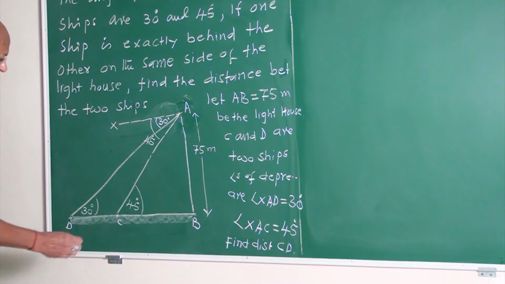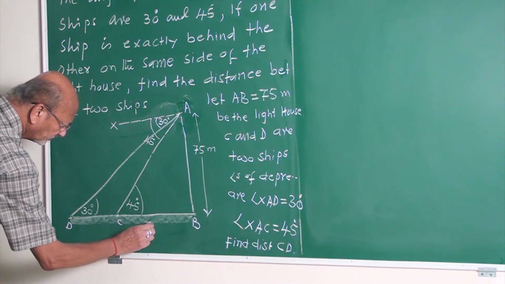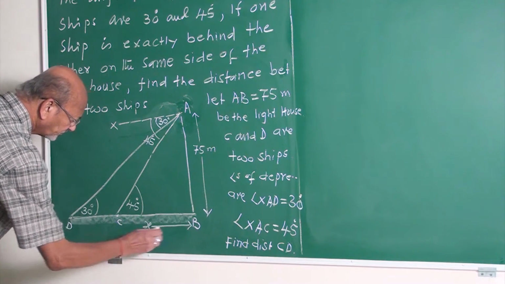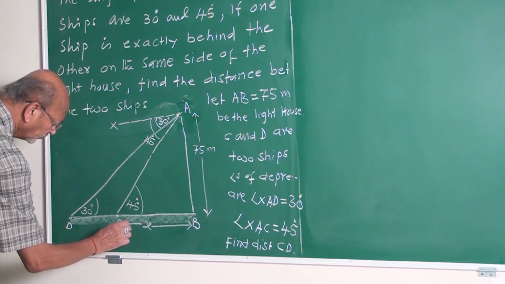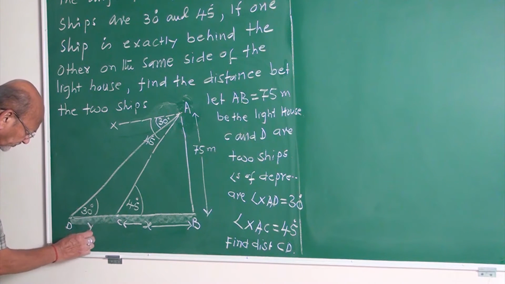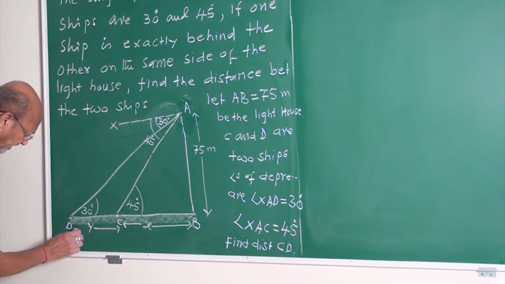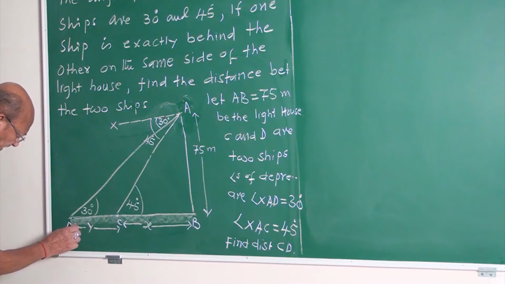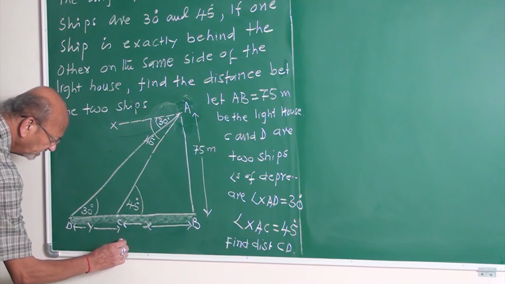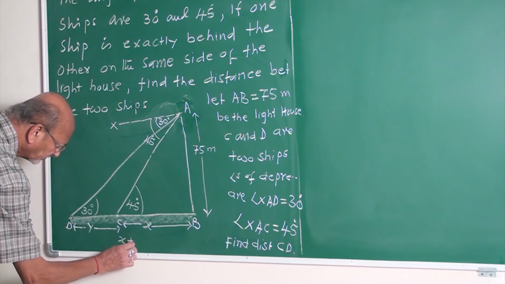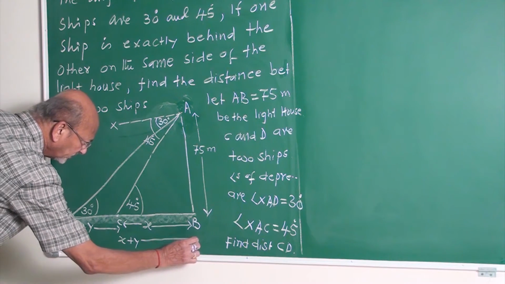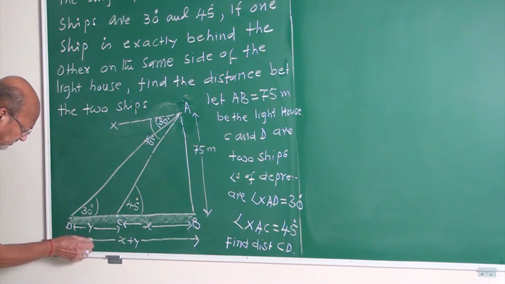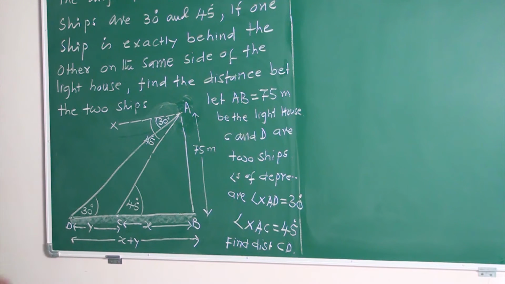For this, we take this equal to X and this equal to Y. You want to find the value of Y, so what is the length BD? Length BD is X plus Y.